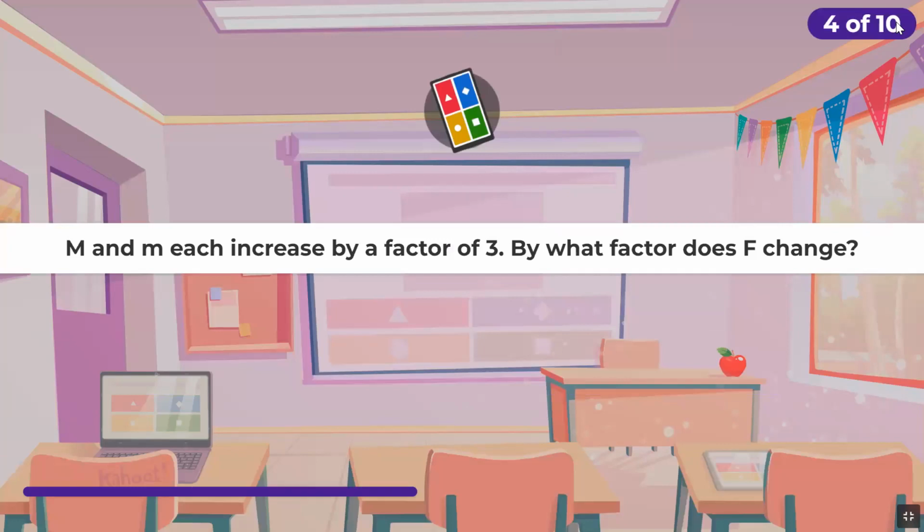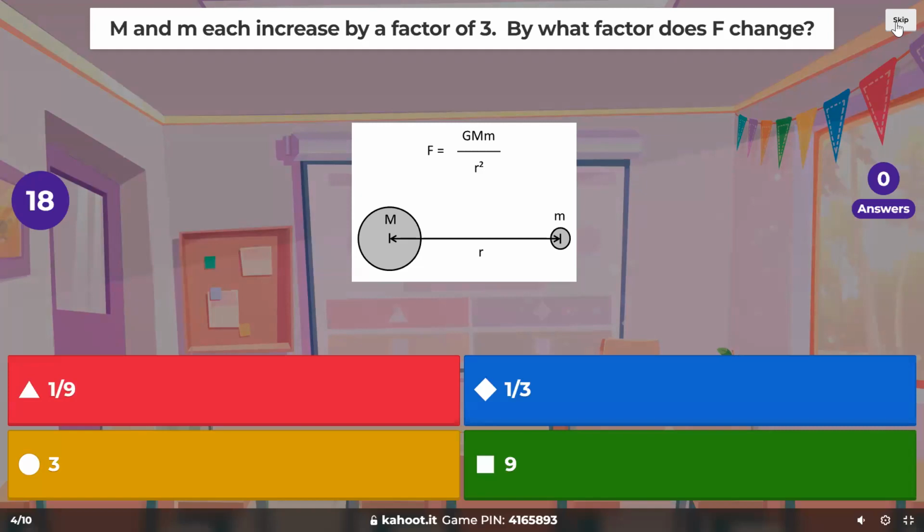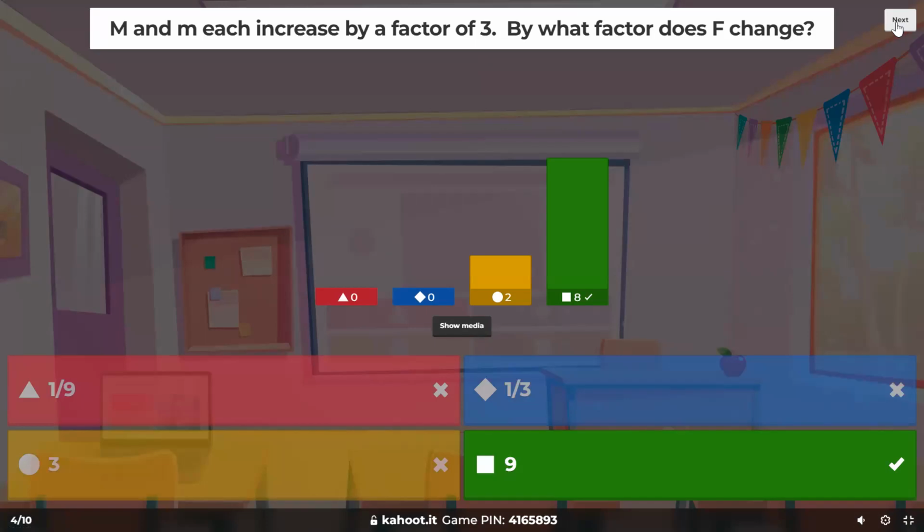What if both of the masses triple? So they triple. They each triple. What happens to the force? Triple one mass, triple the other mass, the overall force. Yeah, 9 times. Triple is 9 times the overall force.